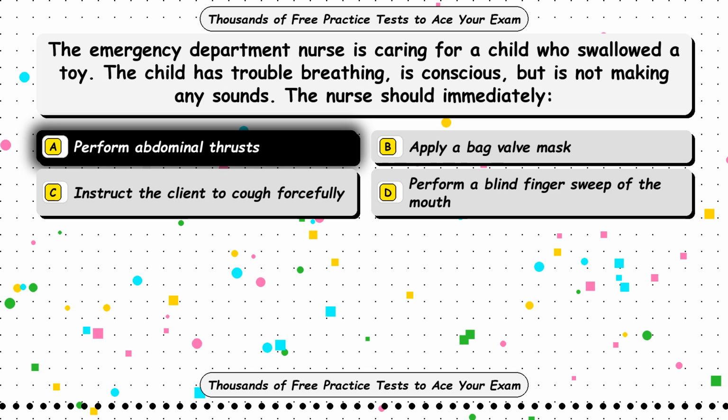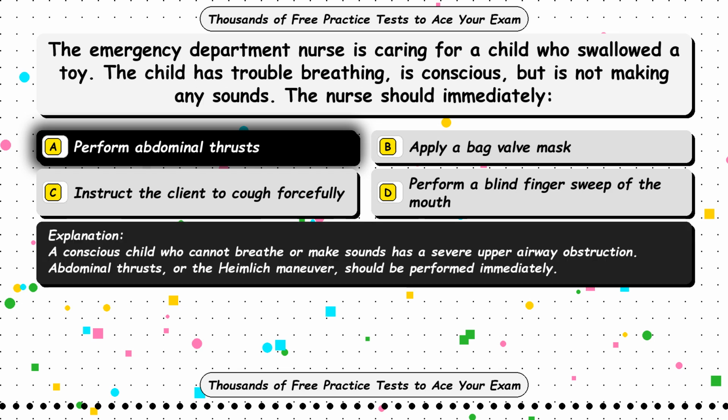The correct answer is option A, perform abdominal thrusts. A conscious child who cannot breathe or make sounds has a severe upper airway obstruction. Abdominal thrusts, or the Heimlich maneuver, should be performed immediately.